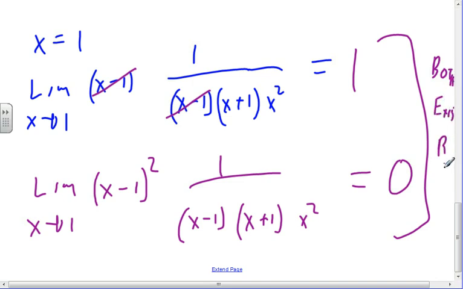Therefore, I have a regular singular point. Okay, so that's how we're going to find whether or not our points are regular singular points or not, by using that method. I could have imaginary numbers.